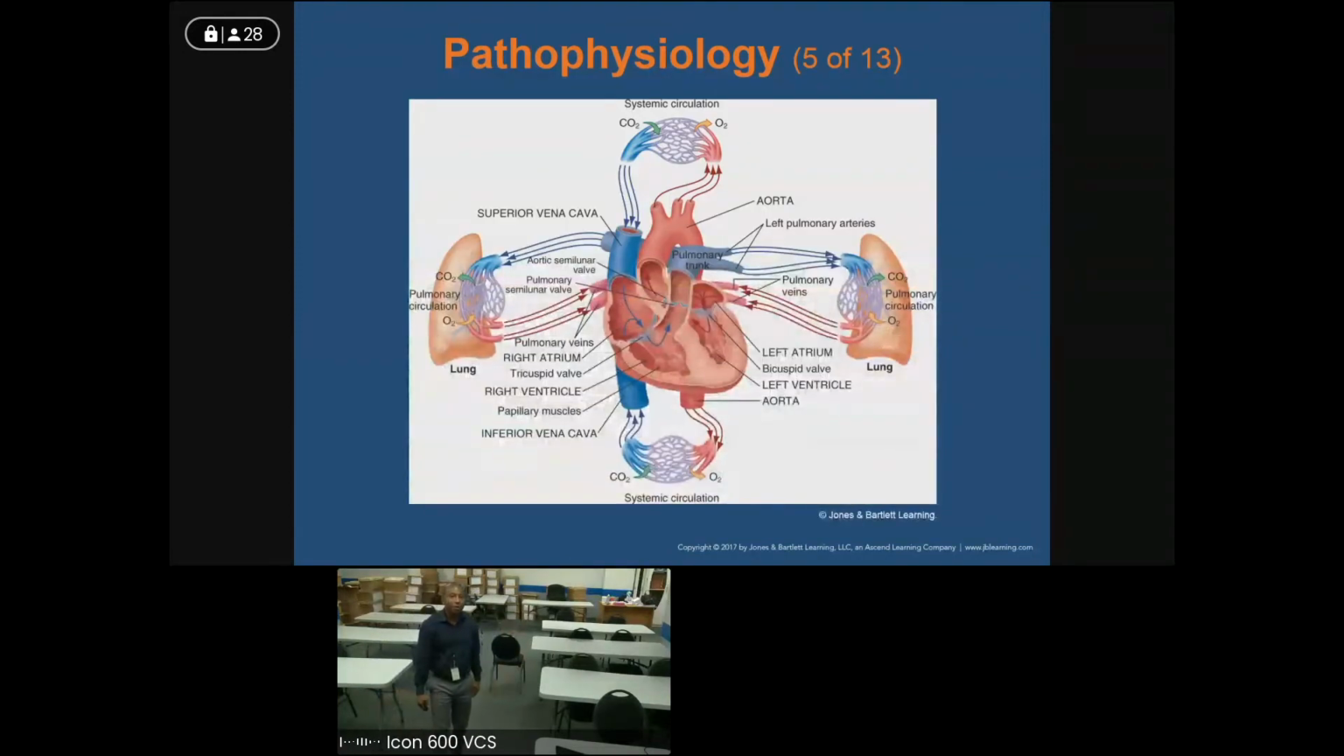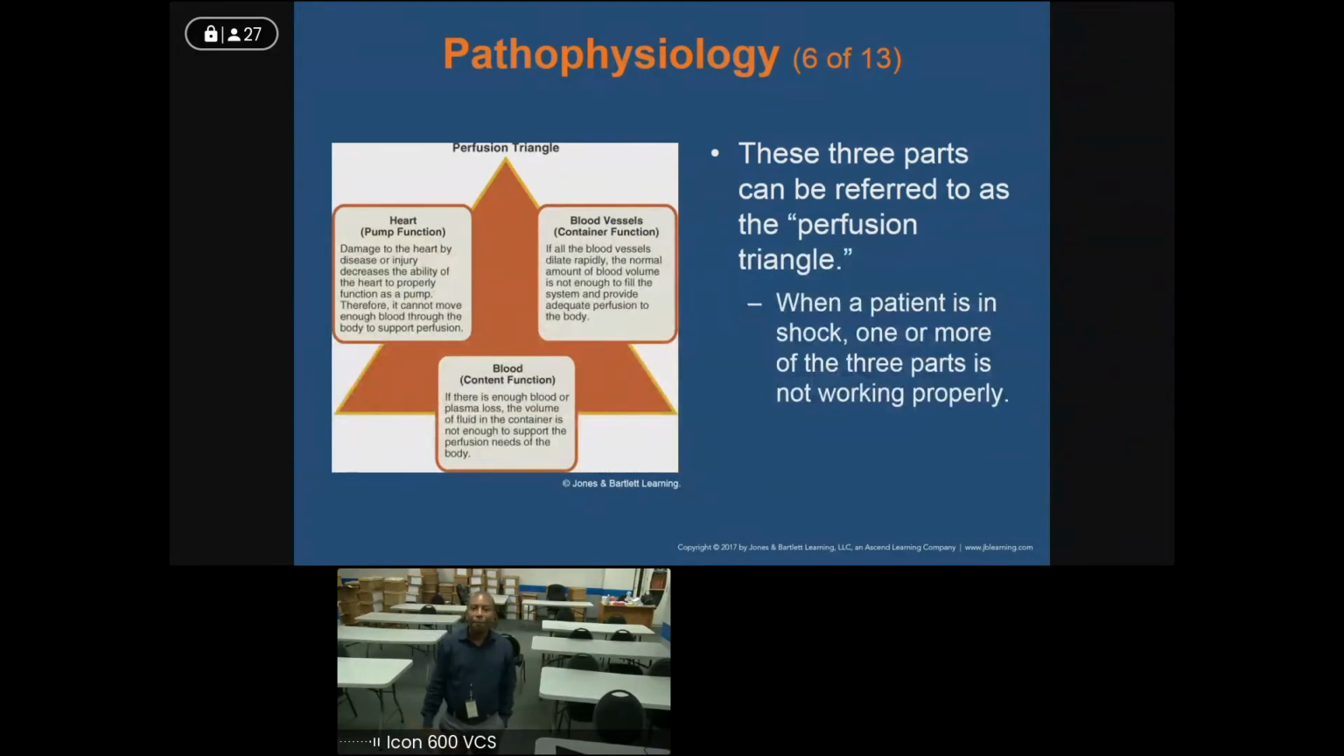Right? So we went through this in a previous lecture, and we traced a drop of blood. We learned that the definition of an artery is that it takes blood away from the heart. The definition of a vein is that it takes blood to the heart. Right? So pump, pipe, fluid. This is the perfusion triangle. Once one of these things is interfered with, there's a problem.